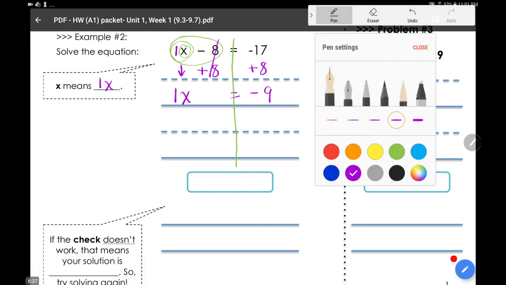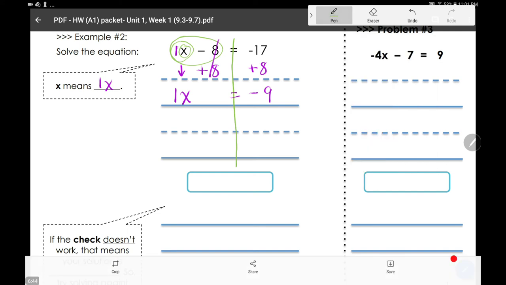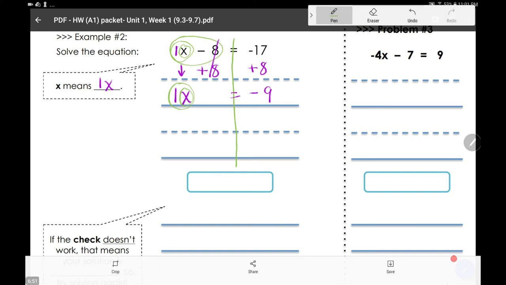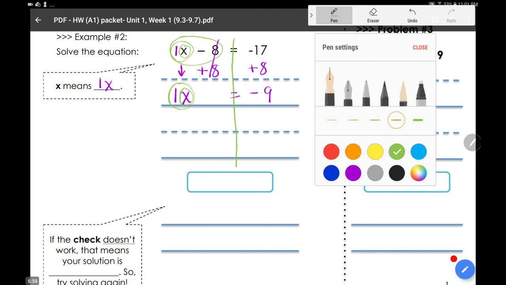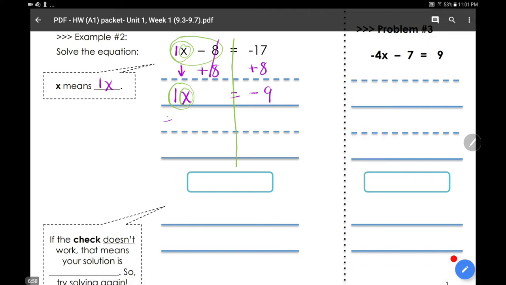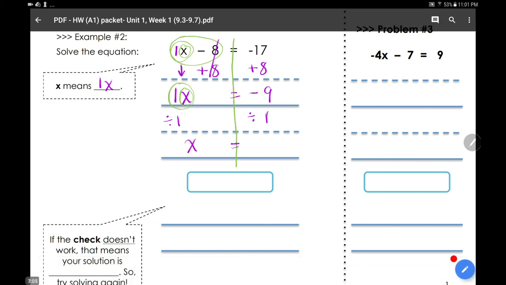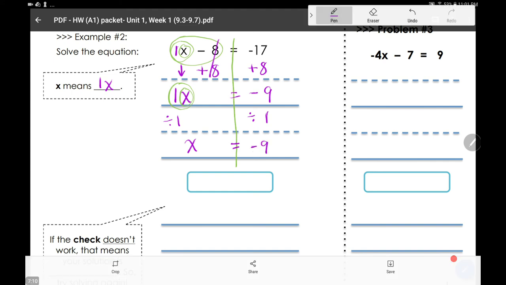Now this step, we're technically done, but in an effort to make sure we continue to use inverse operations, let's see what happens here. Well, x is still not by itself because of that 1 next to it. And what's happening between the 1 and the x? They're being multiplied. So the inverse operation of multiplication is division. So we got to divide by 1 on both sides of the equation, leaving me with x is equal to negative 9.